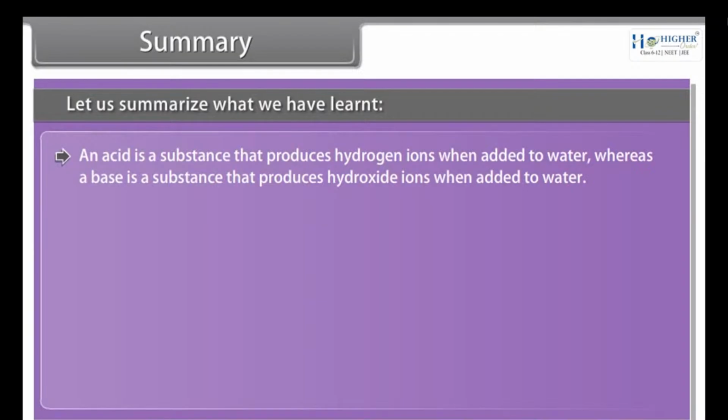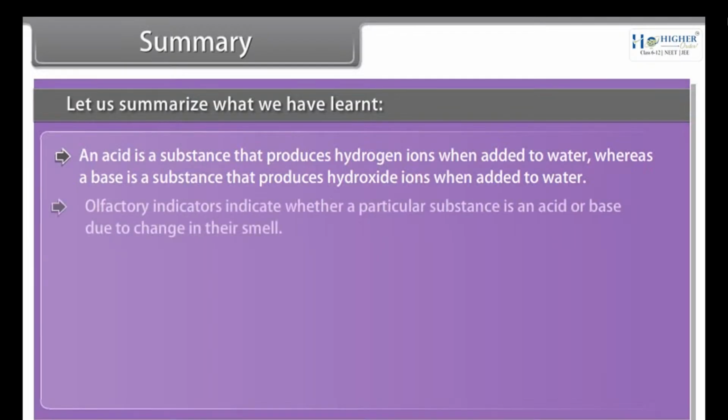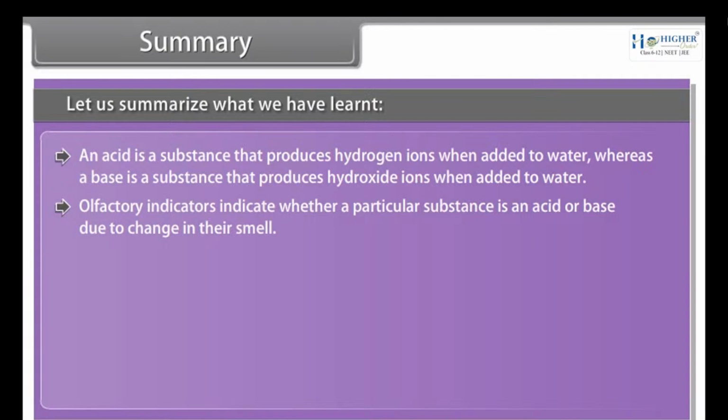An acid is a substance that produces hydrogen ions when added to water, whereas a base is a substance that produces hydroxide ions when added to water. Olfactory indicators indicate whether a particular substance is an acid or base due to change in their smell. Every liquid you see will probably have either acidic or basic traits.